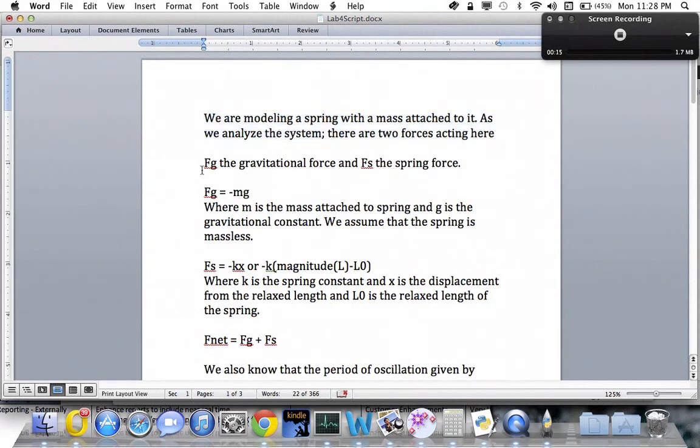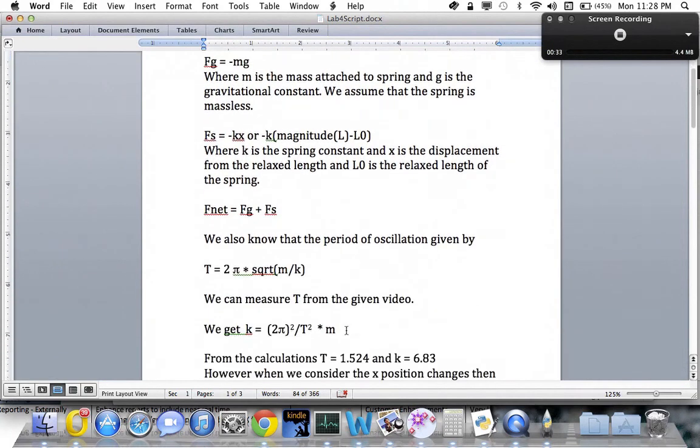As we analyze the system, there are two forces acting: Fg, the gravitational force, and Fs, the spring force. Fg is equal to minus mg, and Fs is equal to minus kx. K is the spring constant and x is the displacement from the relaxed line. F net is these two forces added together.